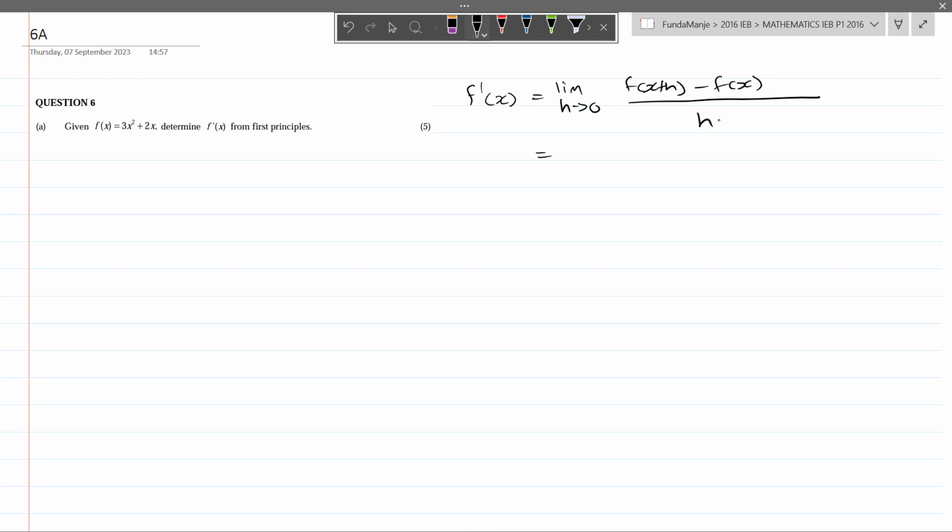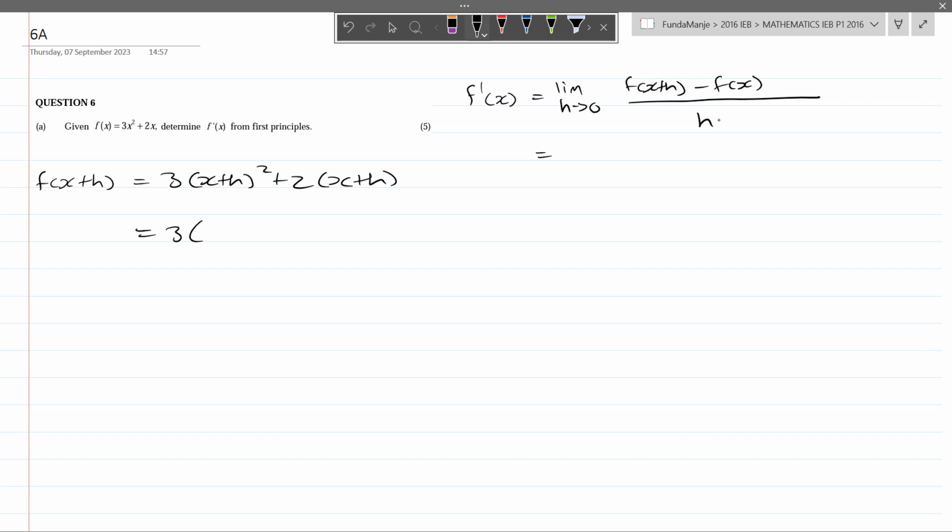And we basically need to compute what f of x plus h is. f of x plus h is just f of x, but everywhere you see x, replace it with x plus h. So we can compute it on the side and then substitute it in. So this will be 3, where x is, we put x plus h squared, plus 2, where x is, put x plus h, and then simplify.